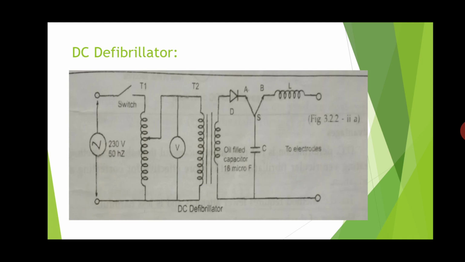When this switch is connected to B, then the capacitor starts to discharge through the patient body, and continuously the voltage across the capacitor will be reduced. To slow down the discharging process of the capacitor, they are connecting the inductor in series with the circuit. So because of this inductor, the discharging of the capacitor will be slowed down.